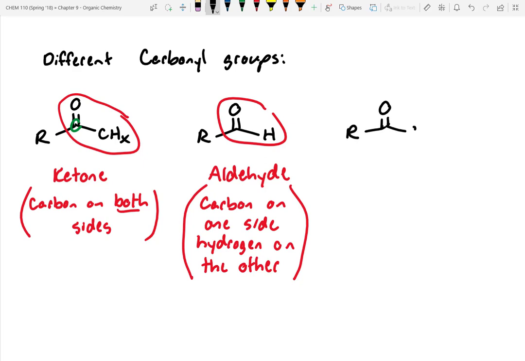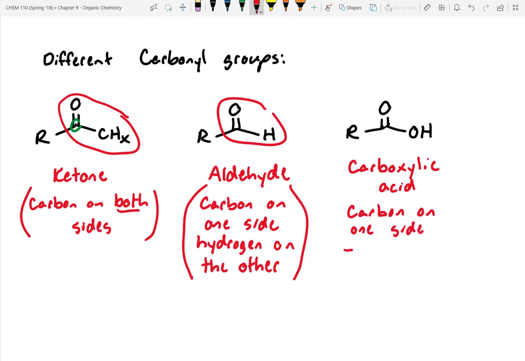Next one, still has a carbonyl group, but now it has an OH group. This is called a carboxylic acid. This has a carbon on one side, and OH on the other.